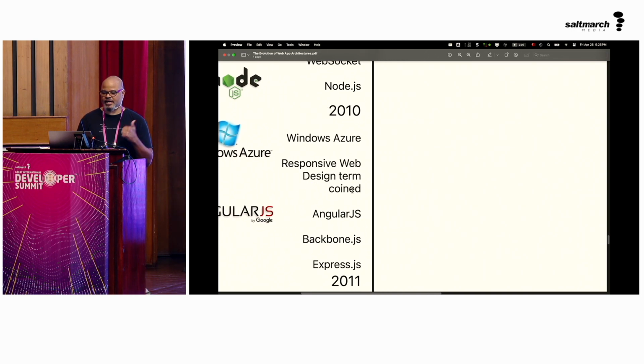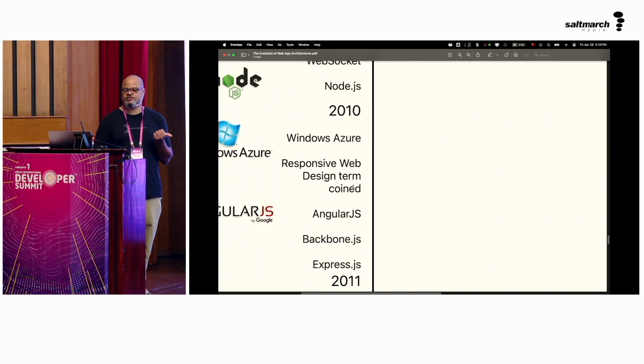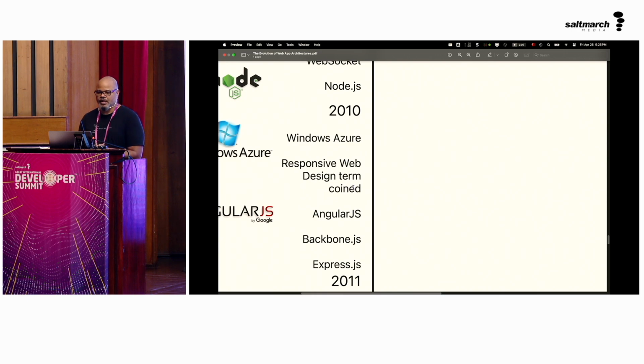So 2010, we got Windows Azure. So Microsoft got into the cloud business. And then that's when we got responsive web design, okay? And this makes sense because now we have lots of Android and iOS phones, right? And it's been important for us to use those media queries, which came out a few years ago, to actually build responsive UIs, okay?